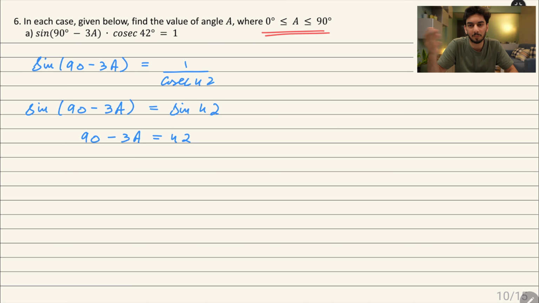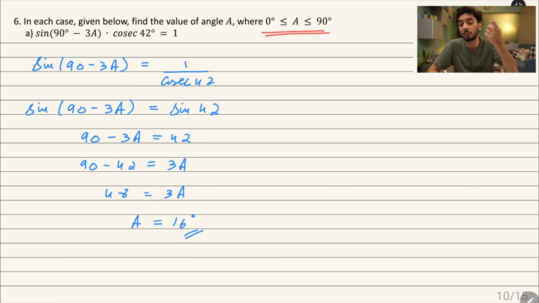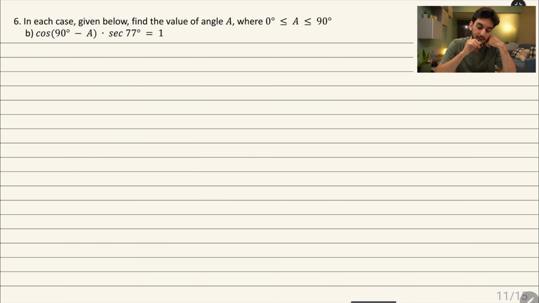Now this is a very basic plain equation, we can solve it. So 90 minus 42 is equal to 3A. 90 minus 42 is 48, is equal to 3A. So 48 divided by 3, A would be equal to 16 degrees. That's it. And it is also between 0 and 90 degrees. Okay. Let us try another question.